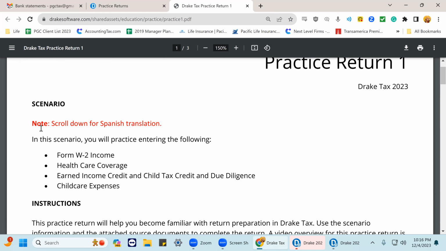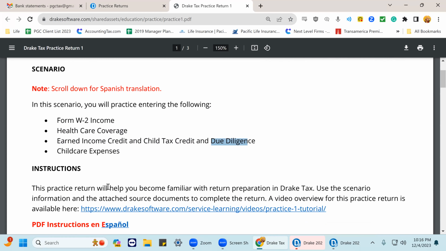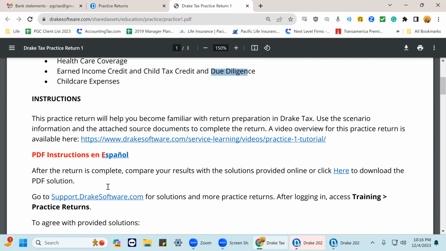Okay, now. In this scenario, you practice entering all the following: W2, which I highlighted as we were talking, healthcare coverage, earned income credit, child tax credit, and due diligence. So we have three things in the third category. And then the child care expenses. So here is the instruction.